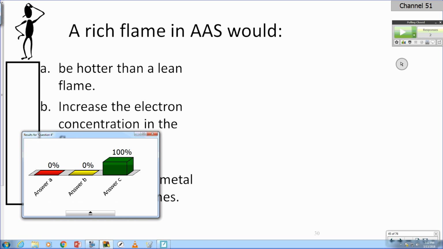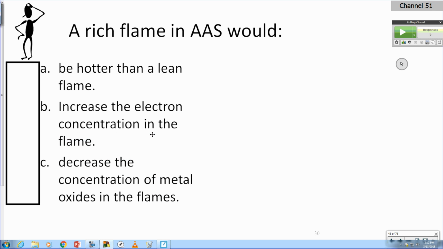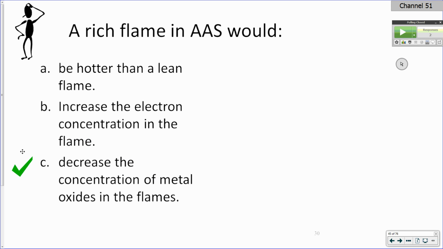So we're going with C. Yep, C. So the rich flame is going to be cooler. A rich flame is going to decrease the electron concentrations because there's not going to be as much oxygen around. Well, it does decrease the amount of metal oxides that are formed. Because there's less oxygen, it drives the equilibrium in the reverse direction.